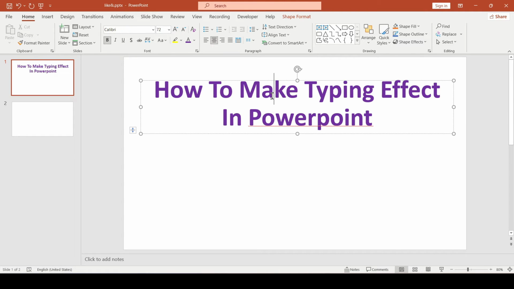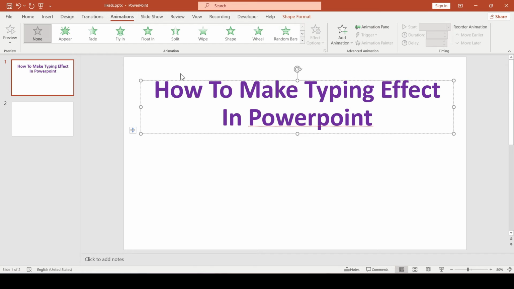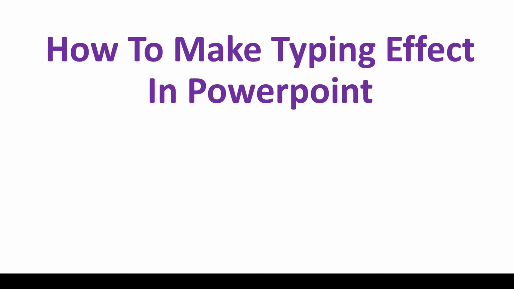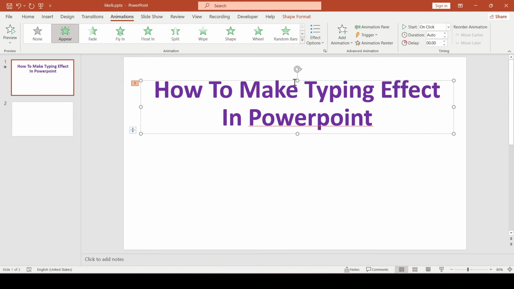Select the text and go to the Animations tab. Next, select the Appear animation. The number 1 means that the animation has been applied to the selected text. By default, this animation shows all the text at once, but we need a letter-by-letter appearance.